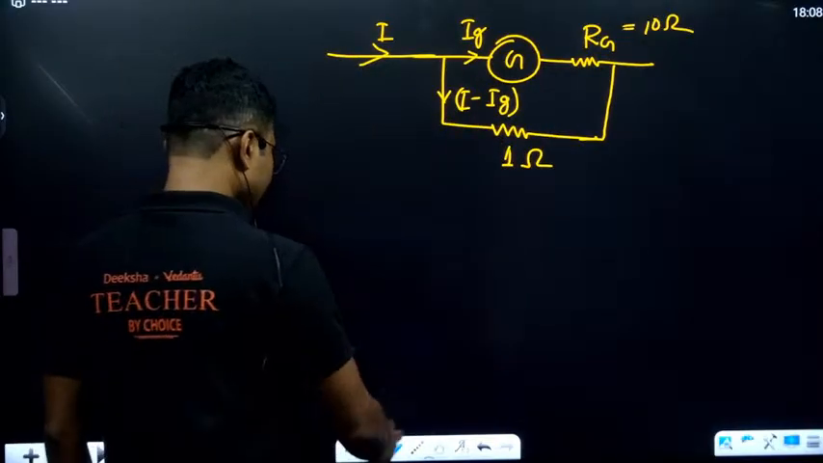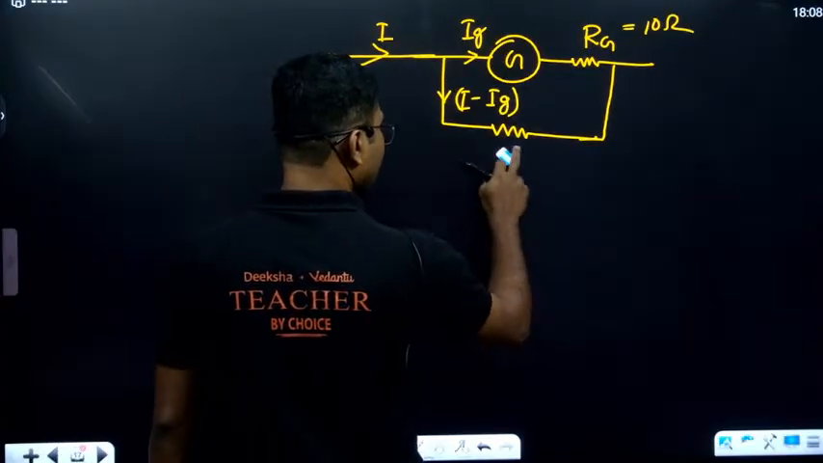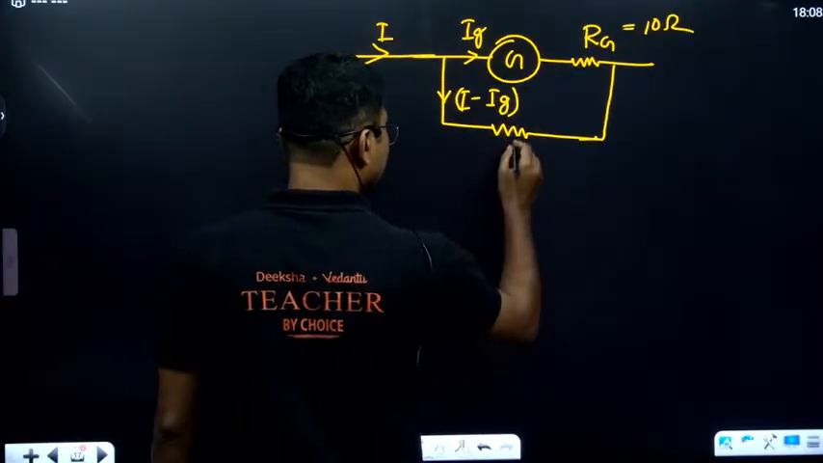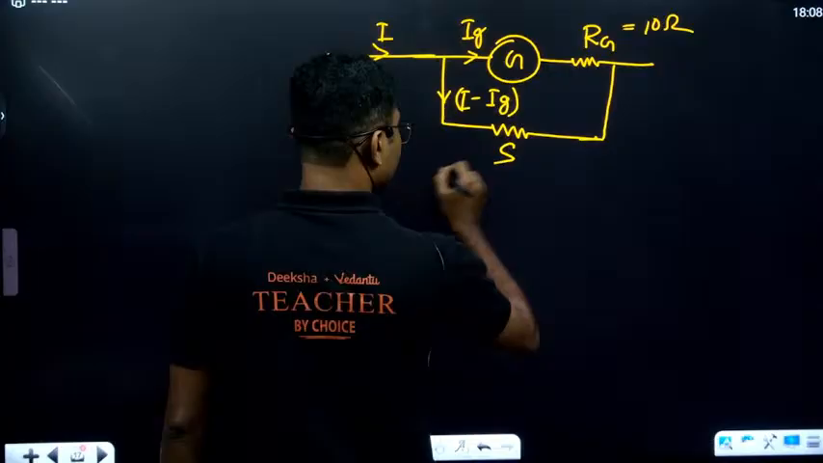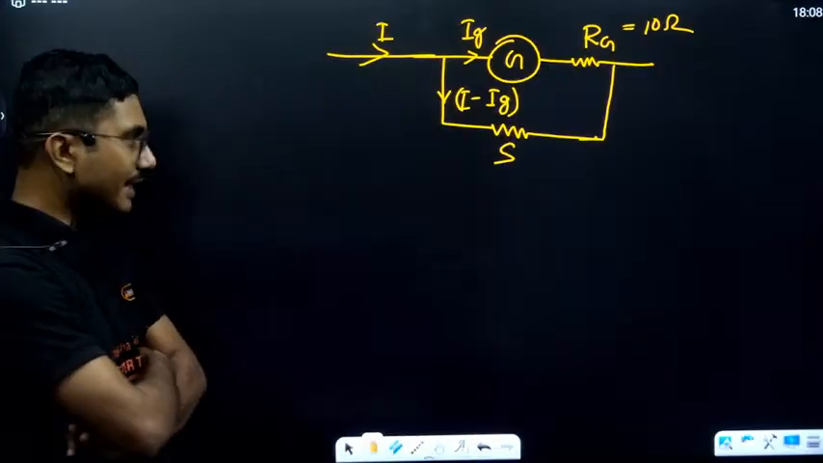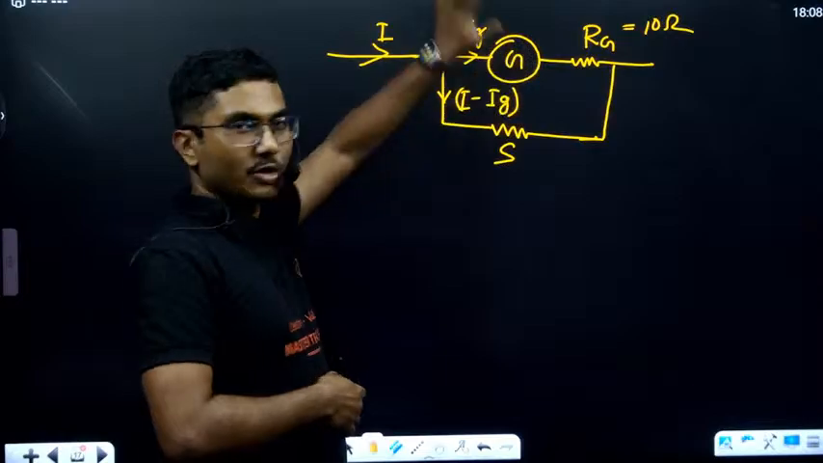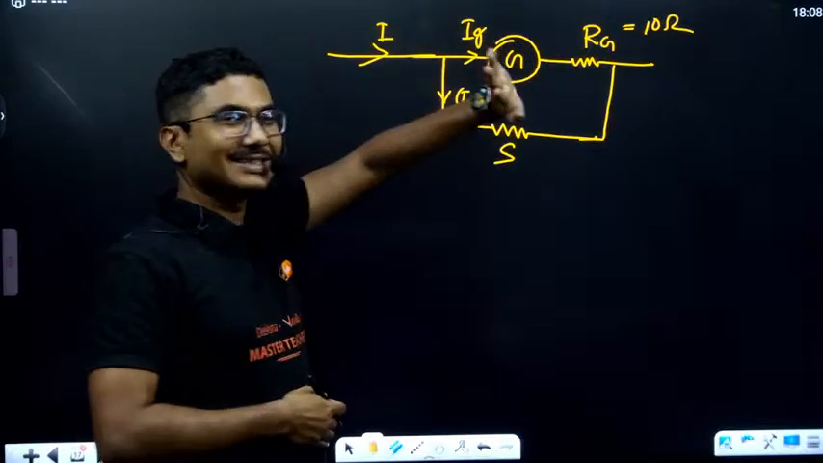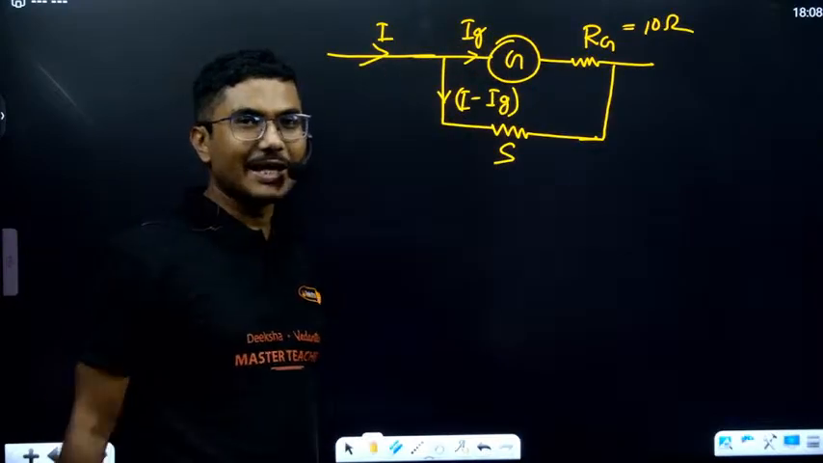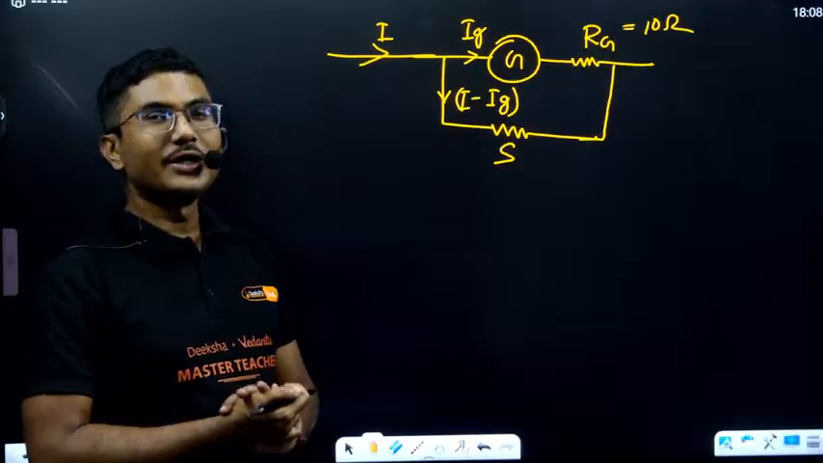Shunt resistance is generally denoted by the symbol S. So the Ig current passes through the galvanometer. The galvanometer is happy. The remaining I minus Ig passes through the shunt. The shunt is very happy. Now we have to do a little bit of mathematics.